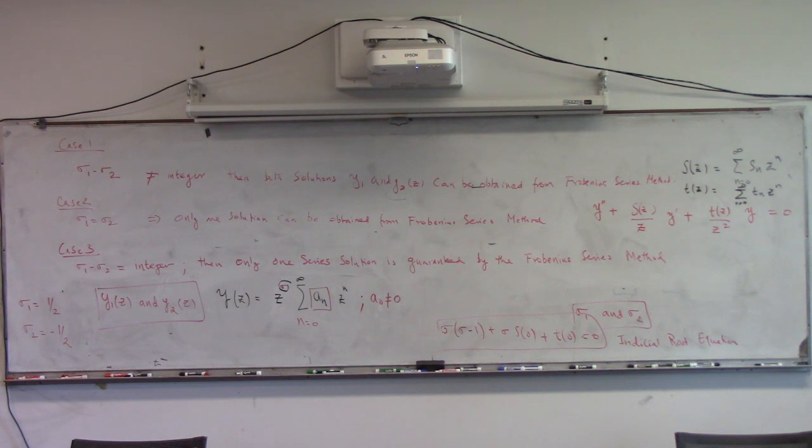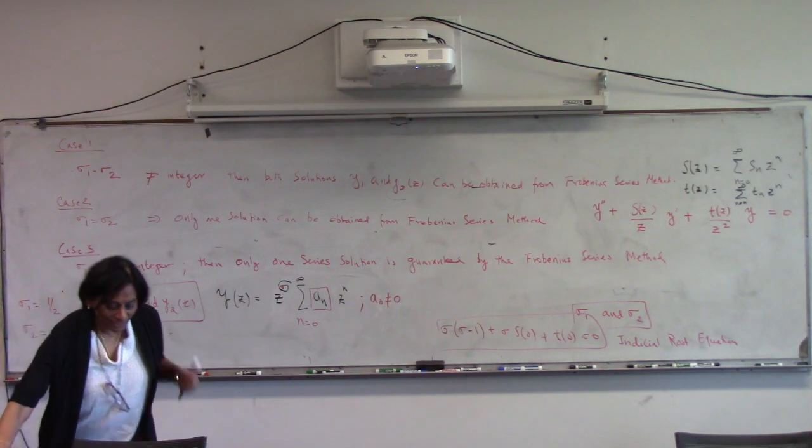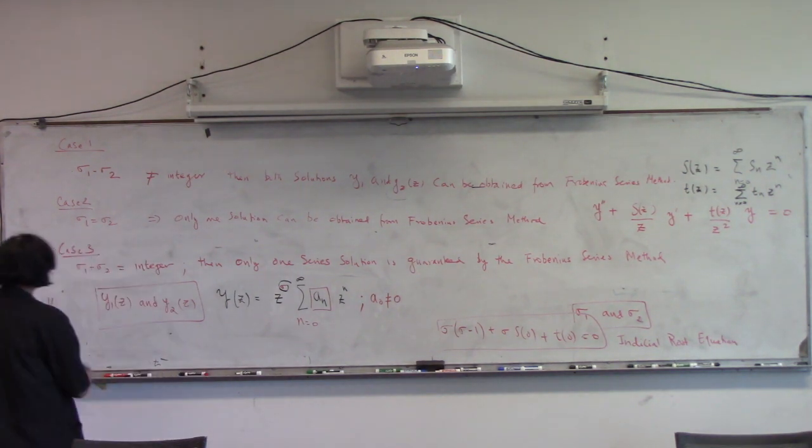Because the difference is an integer. So although it's half and negative half, which looks different, distinct, that's not the case, right? It's the difference which is important. That's what I want to emphasize. So only one is guaranteed. Okay. Now let's go back to another case, where sigma can be real or complex, right?